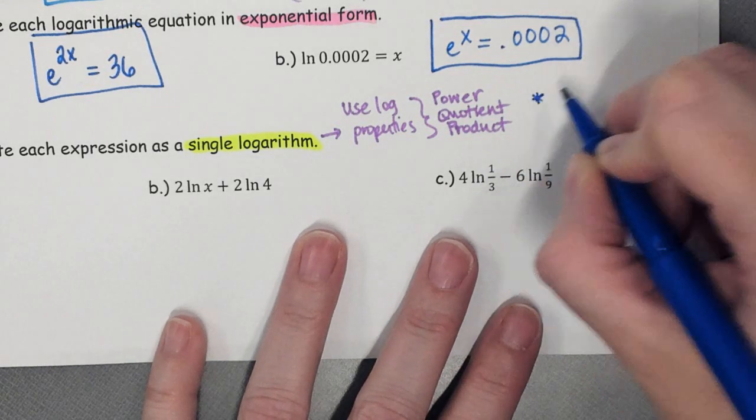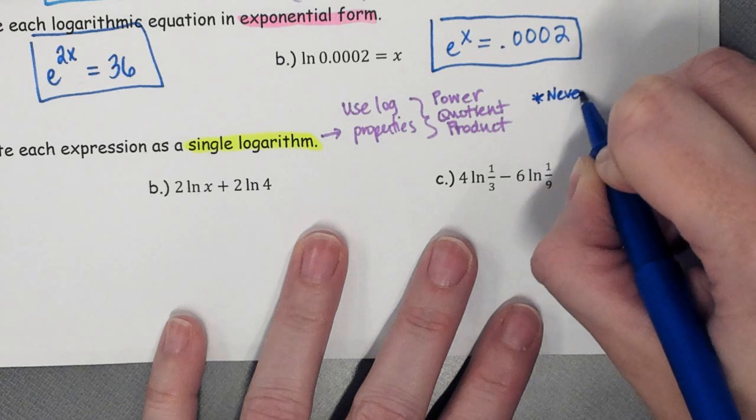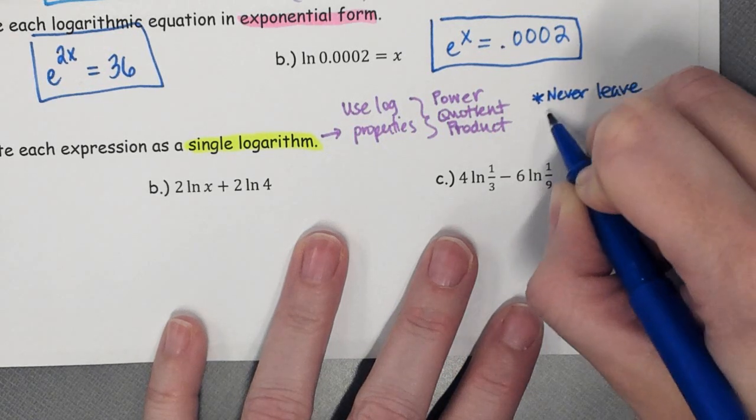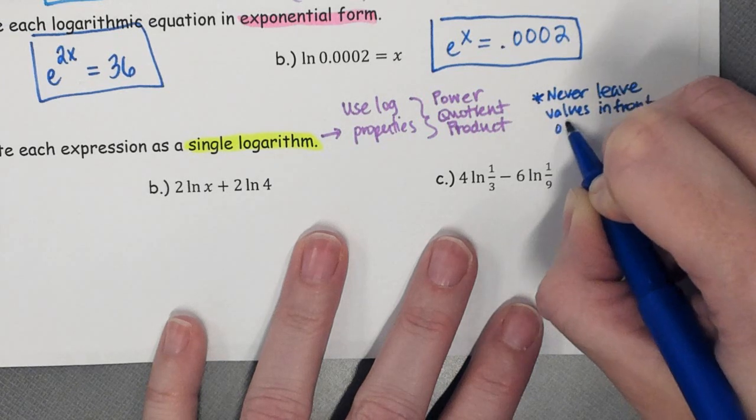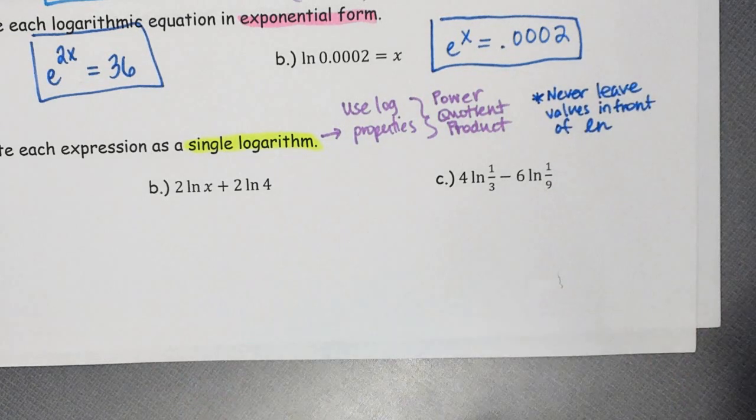So you never want to leave values. Never leave values in front of your log, in front of ln.